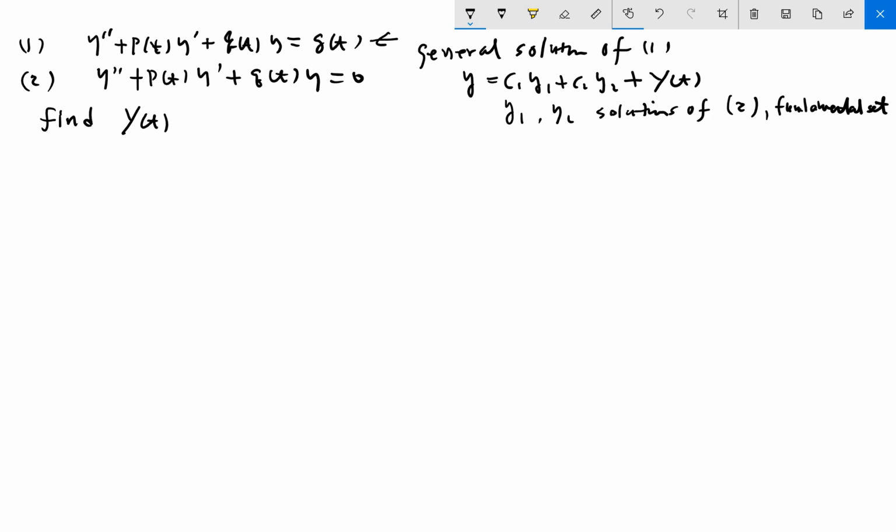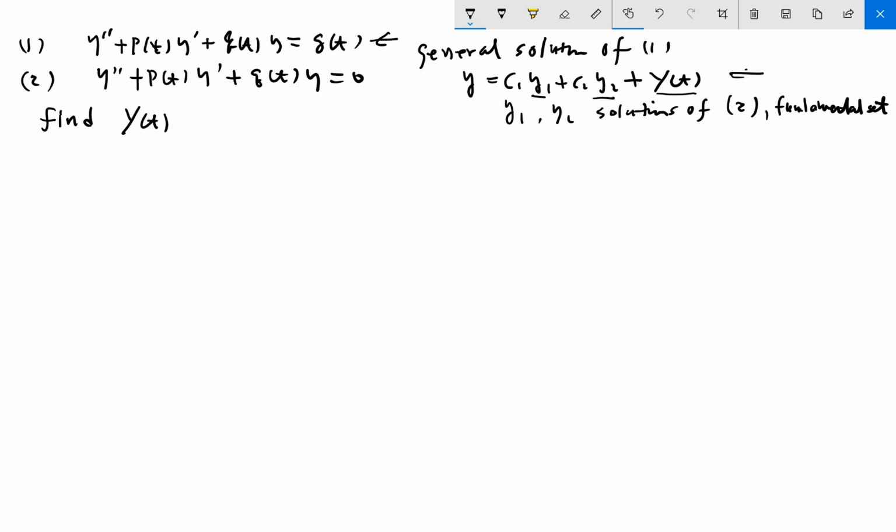We need to find 3 functions: y1, y2, and the capital Y of t. y1 and y2 are solutions of equation 2, which is the corresponding homogeneous equation of equation 1, and they form a fundamental set for equation 2. Then we need to find the capital Y of t, which we call a specific solution.